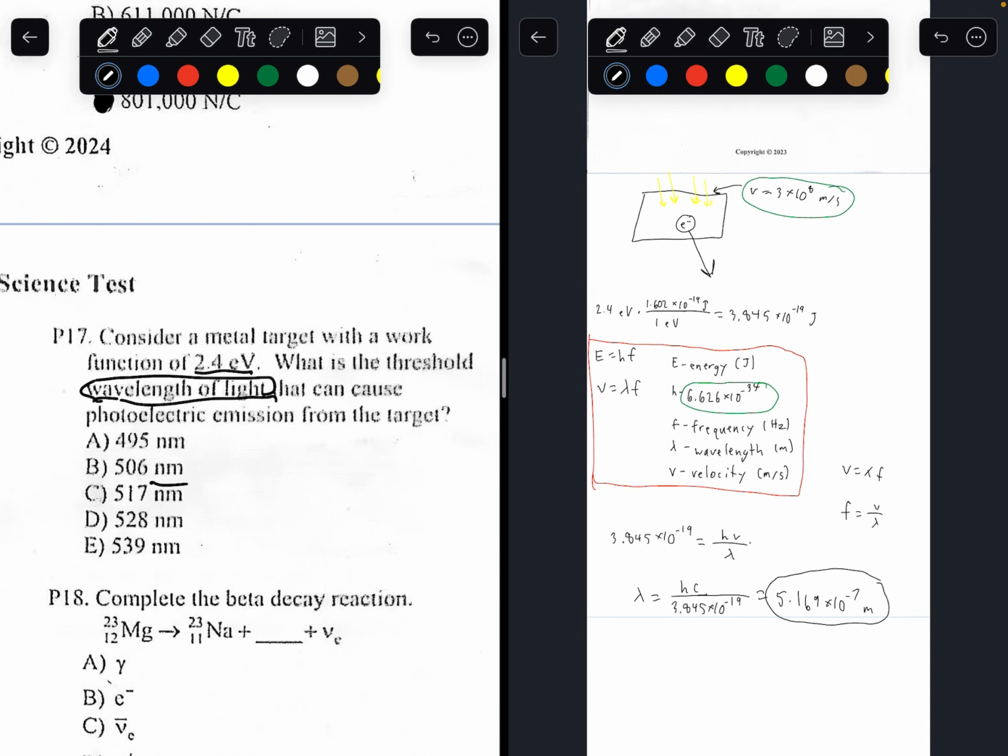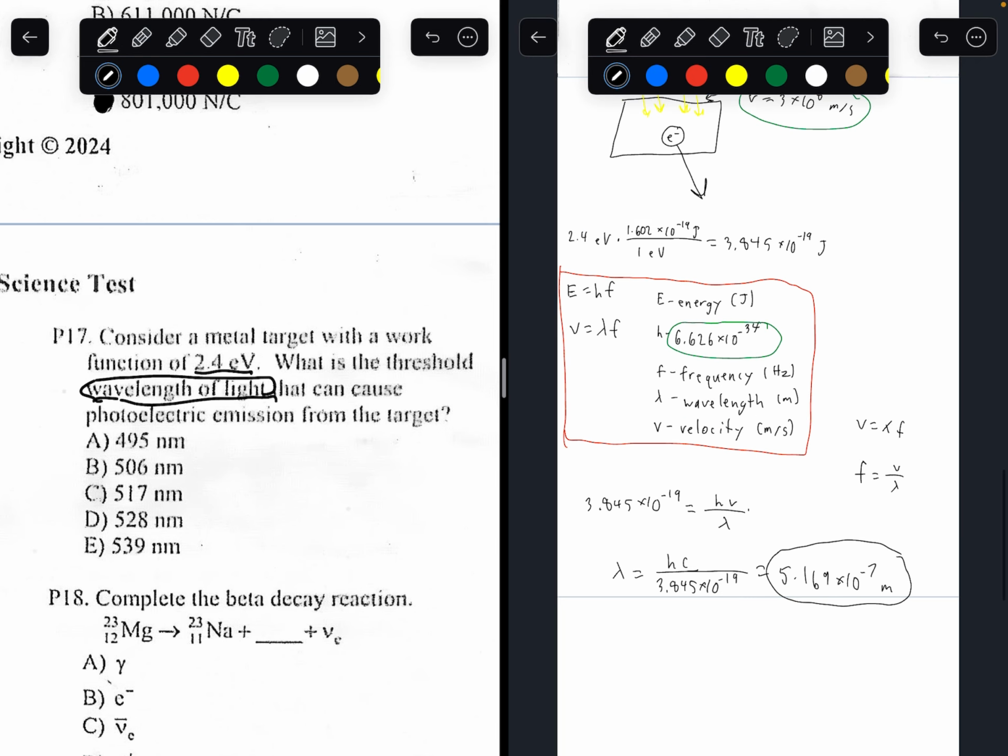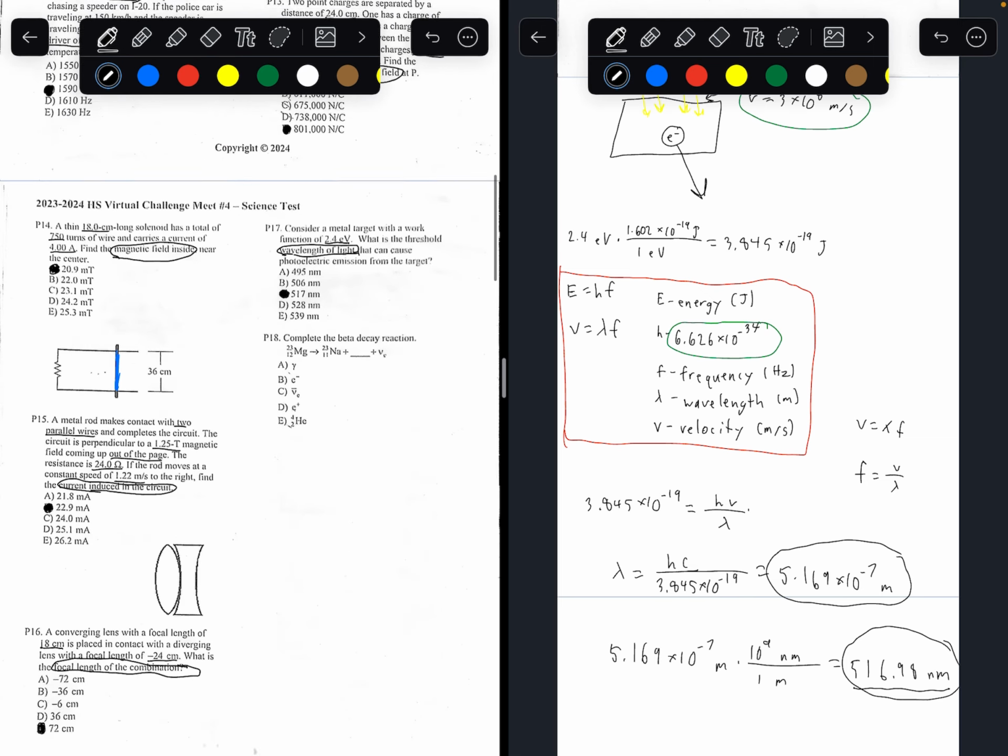However, you want your answer in nanometers. So how many nanometers are in a meter? There are 10 to the 9th nanometers per every meter. So 5.169 times 10 to the negative 7 meters, multiplied by 10 to the 9th, you would get 516.98 nanometers. So the final answer is 516.98 nanometers, which rounds up to 517 nanometers. So the correct answer for number 17 is going to be 517 nanometers.